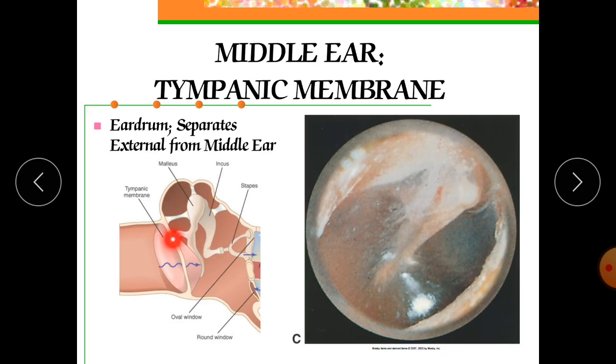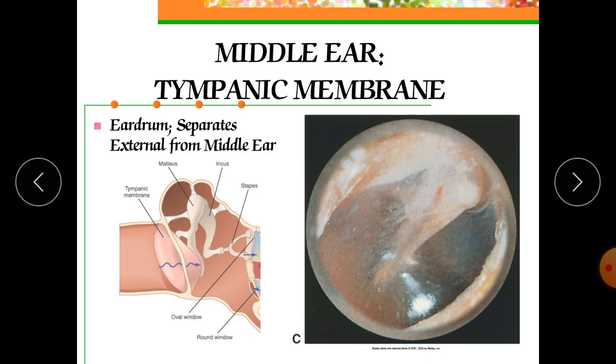This is the tympanic membrane, also called the eardrum. It is a thin semi-transparent partition between the middle ear and the external ear. It divides the external auditory canal from the middle ear. The tympanic membrane is covered by epidermis and lined by simple cuboidal epithelium. Between the epithelial layers is connective tissue composed of collagen, elastic fibers and fibroblasts.